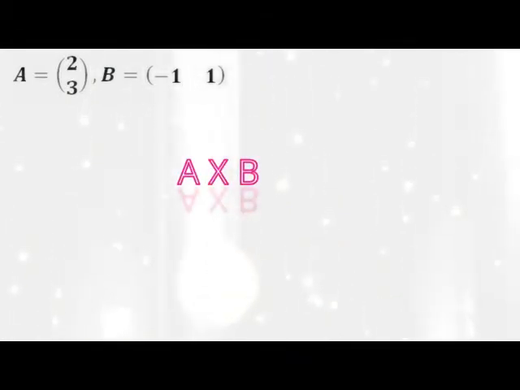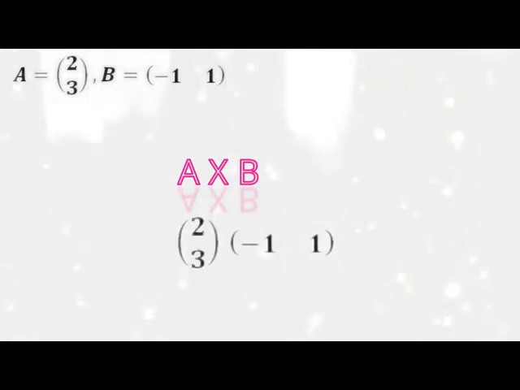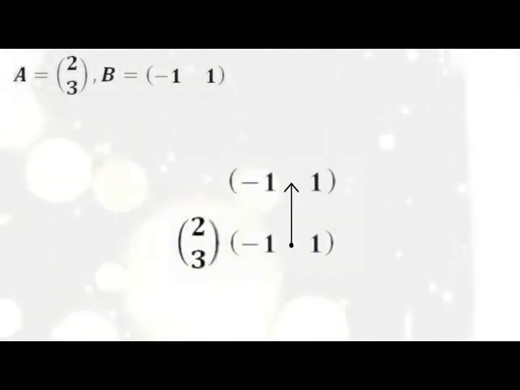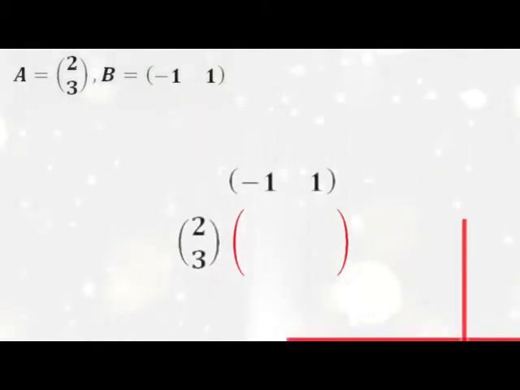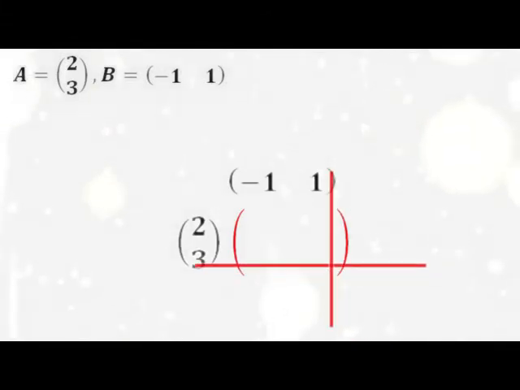Now let's get to the real business, how to multiply two matrices. For example, let's do A times B. Multiplication between A and B is multiplication between two matrices, 2, 3 and -1, 1. The first step is you move the second matrix upward. So you move matrix -1 and 1 upward. Then you put lines to help you work this multiplication, like this example.